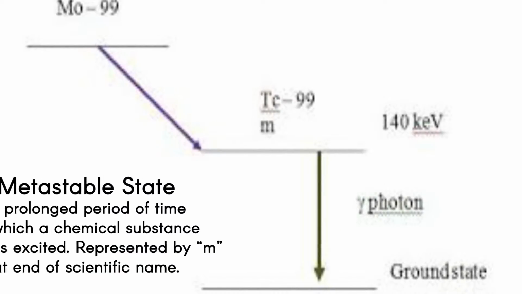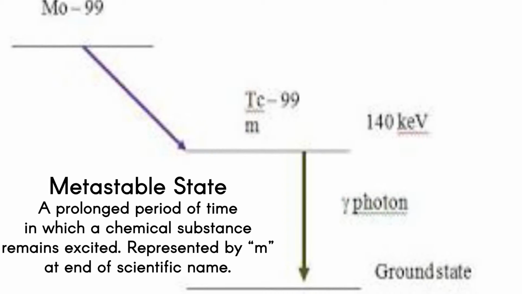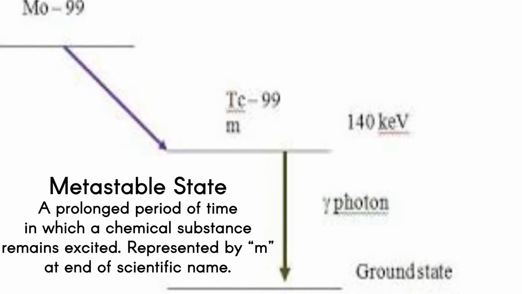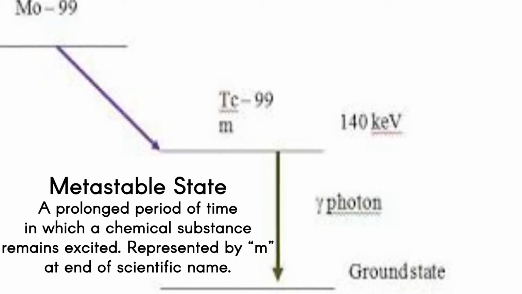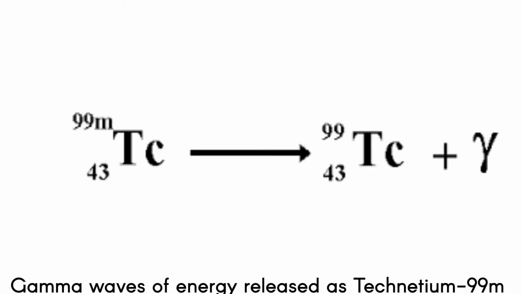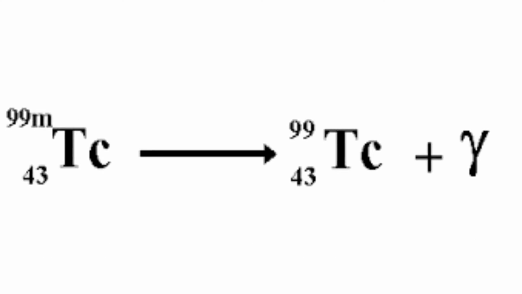As this occurs for technetium-99m, the radioactive material enters an excited state named the metastable state. This is a state in which the chemical substance is excited for a prolonged period of time, and the M in technetium-99m is indicative of this state. Then, finally, technetium-99m decomposes and dissipates, releasing gamma waves as it does so.